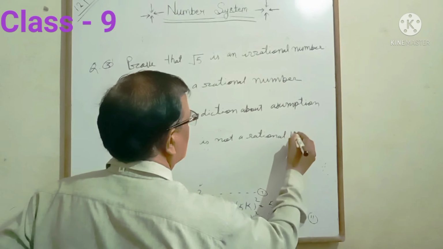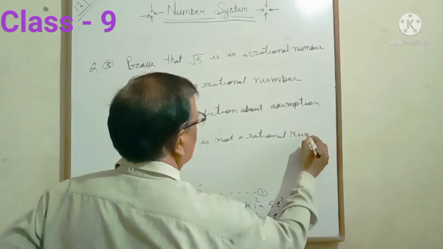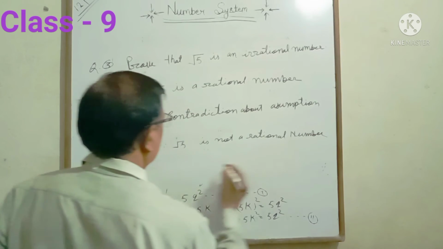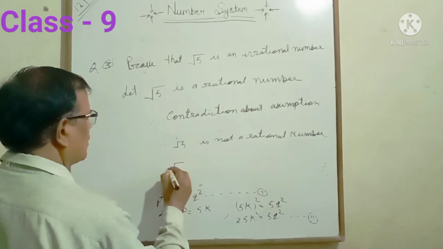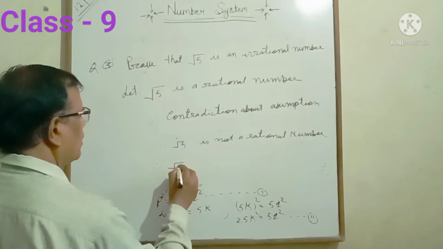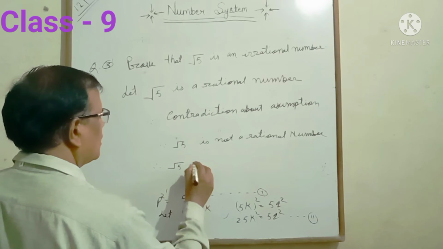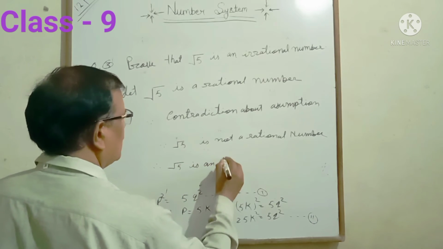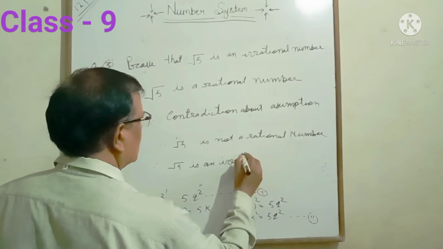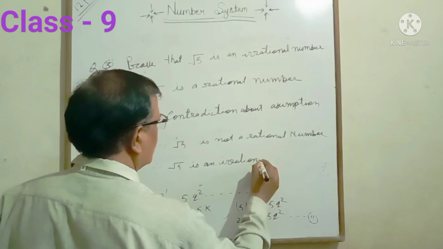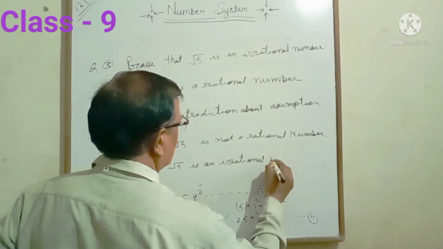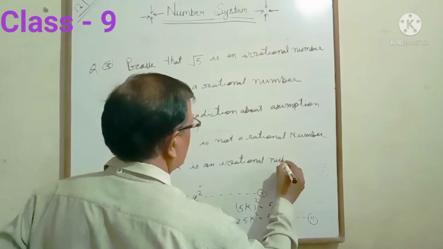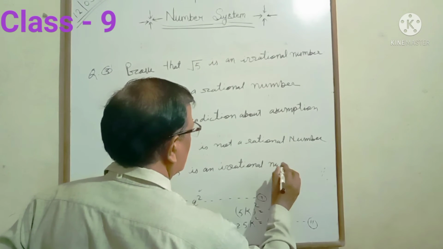Rational number. So therefore it would be an irrational number. Therefore, root 5 is an irrational number. This way we have proved this one also.